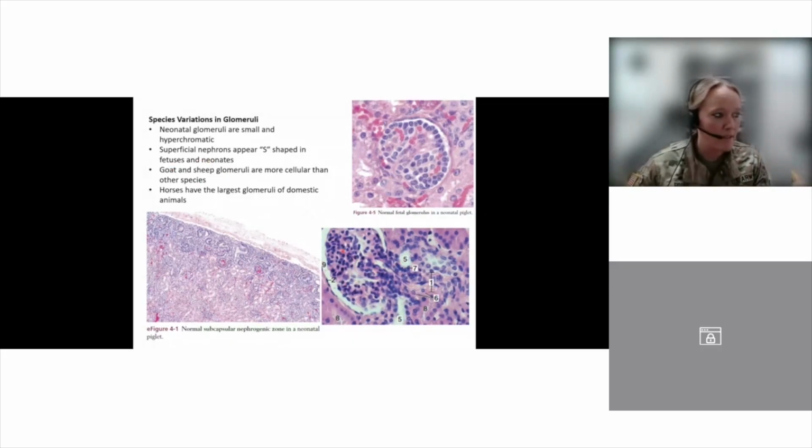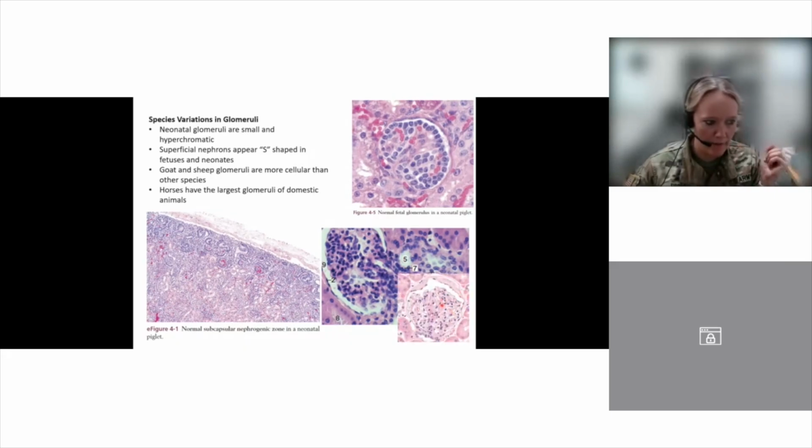So I think this was a pig glomerulus. So very cellular, that's just normal for the species. If this was like a dog or a cat, you might think that there's a glomerulonephritis. And then horses, they just have the largest glomeruli in domestic animals. I think I included another image here. Yeah, okay, so this is just a comparison to a dog glomerulus. So notice the relative paucicellularity of this dog glomerulus when compared to goats and sheep, and that's just normal for those species.